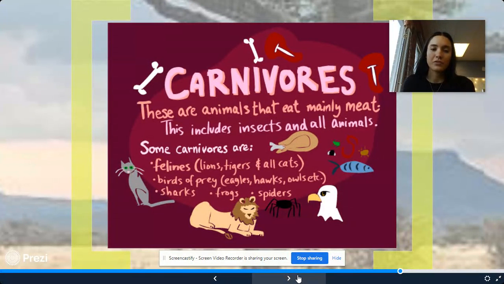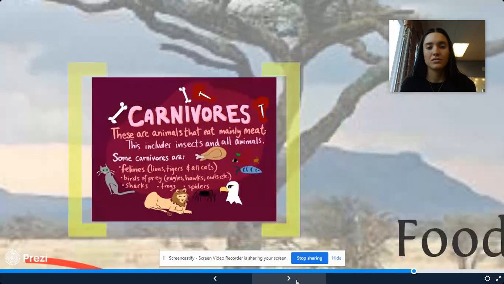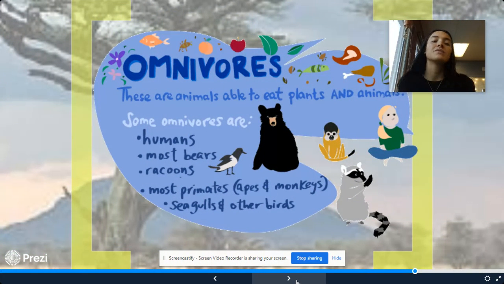So now we have carnivores. These are animals that eat only meat. This includes insects and all animals. Not all animals. Some carnivores are felines, which are lions, tigers, and all cats. Birds of prey, which are eagles, hawks, and owls. And sharks, frogs, and spiders. We also have omnivores. These are animals that eat plants and meat, or plants and animals. So humans, most bears, raccoons, most primates like apes and monkeys, seagulls, and other birds.